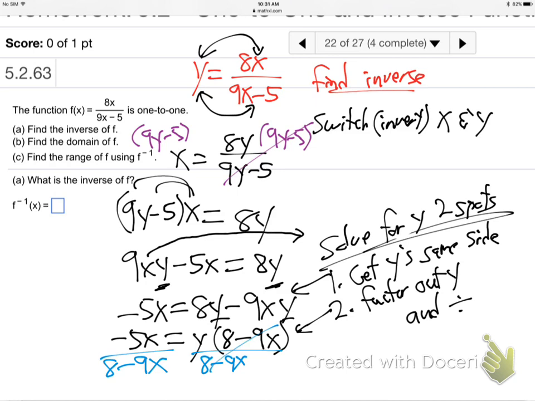Real important skill for calculus. Lots of things like that all the time. So there it is. That is the inverse function. We solved for y. That's the inverse function. So then we'll do the domain and range real quick. Is that good so far? Questions on doing that?